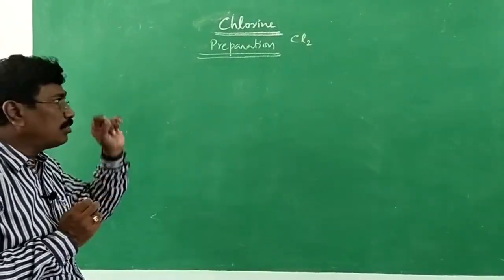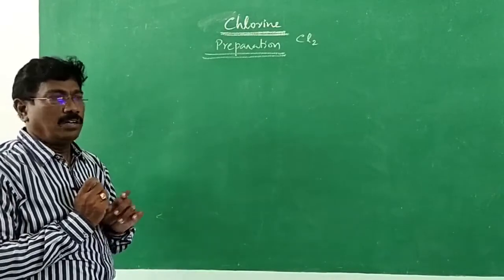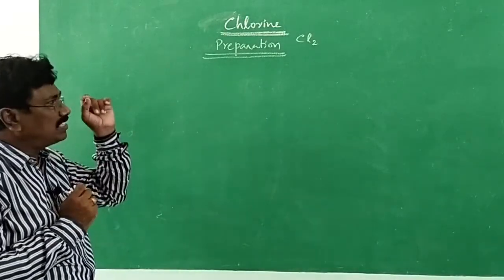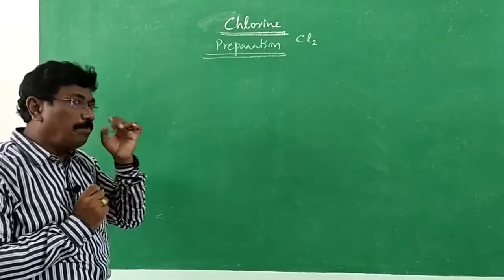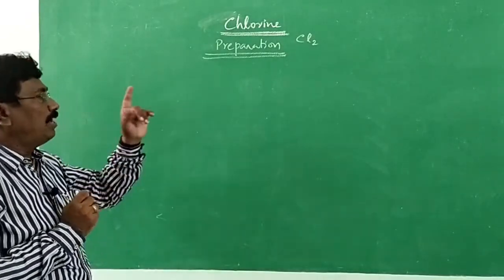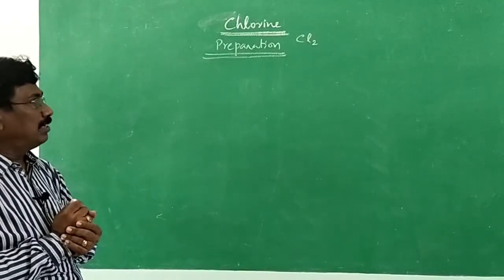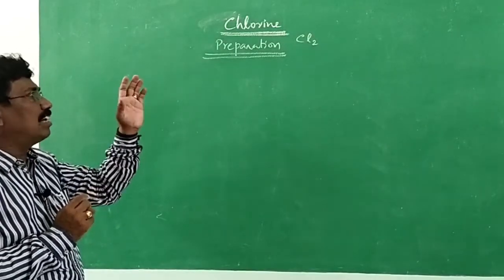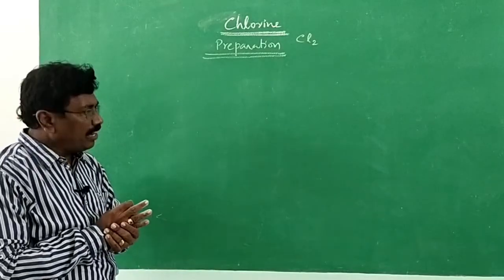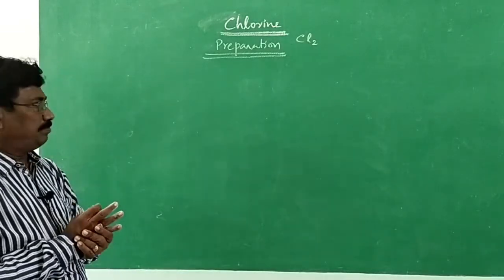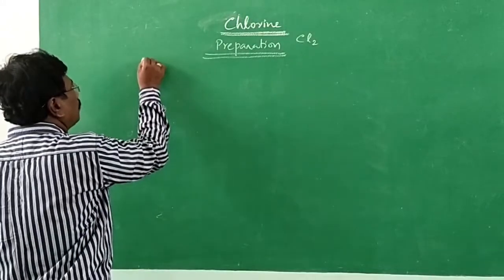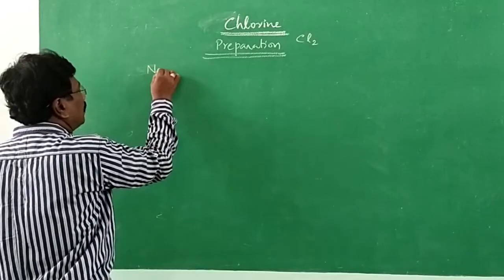And apart from that, you should know chlorine is a best oxidizing agent. It is because of this oxidizing behavior that it can bleach, it can be used as a bleaching agent also. Alright. Now let us go into the preparation. It can be prepared from its salt because chlorine is mostly available in the form of its salt, mainly sodium chloride in seawater. How to prepare chlorine from sodium chloride? So preparation. First method.